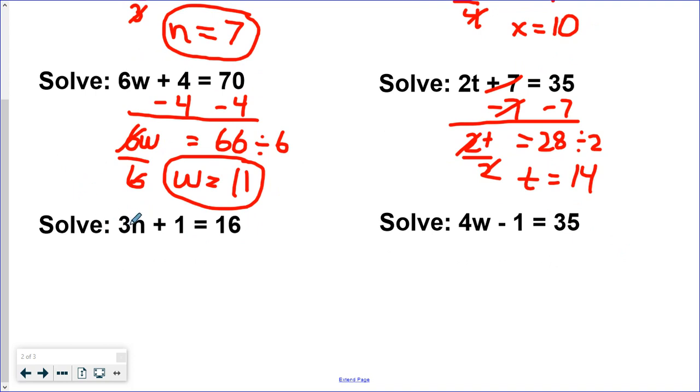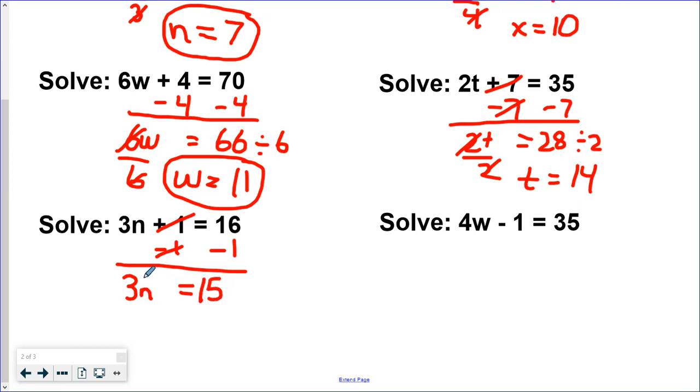Next problem, I have 3 times n plus 1 equals 16. Again, I know the answer, so that means I have to do the addition and subtraction first to figure this out. So what is the opposite of adding 1? The opposite of adding 1 is subtracting 1. So I'm going to go ahead and subtract 1 from both sides. And this deals with 3n plus 1 minus 1. Those cancel. That's 0 equals 16 minus 1, which is 15.